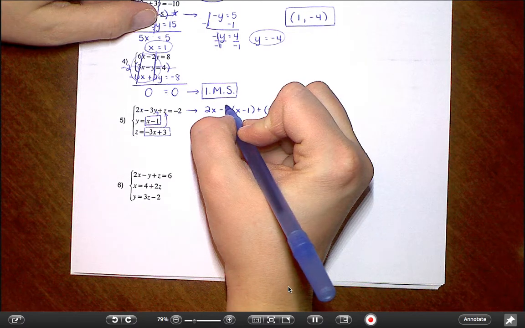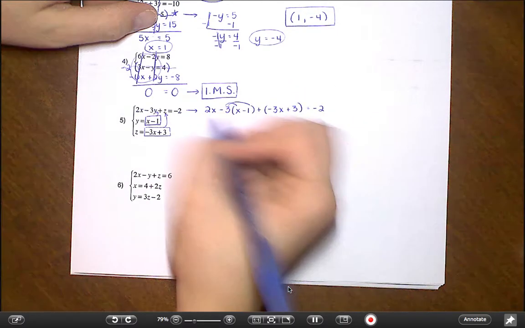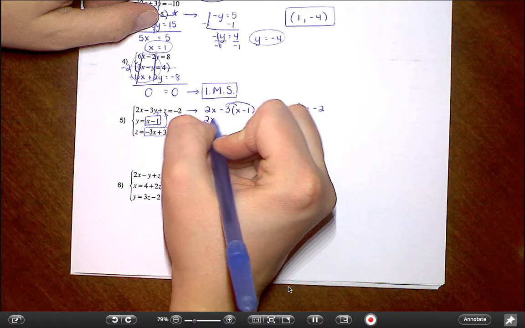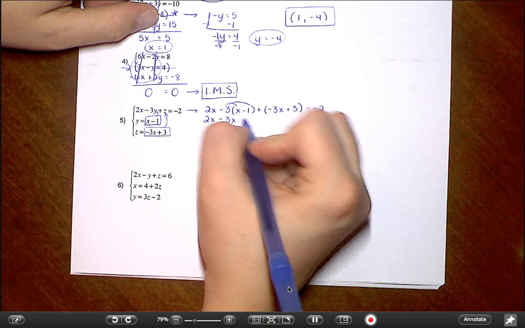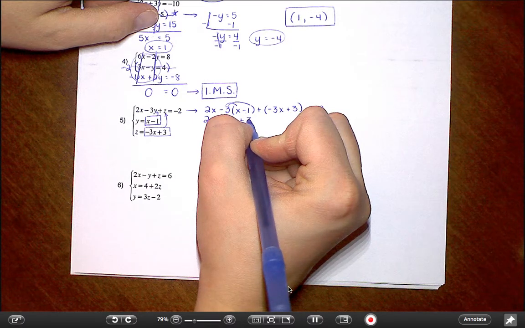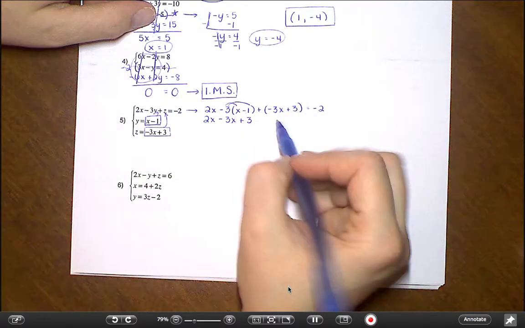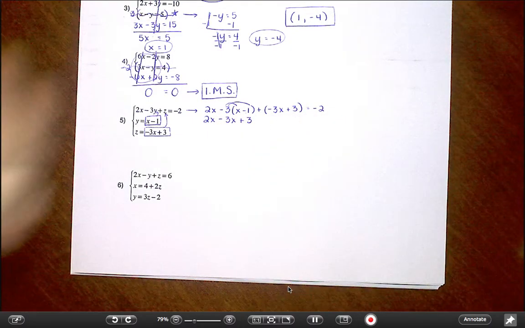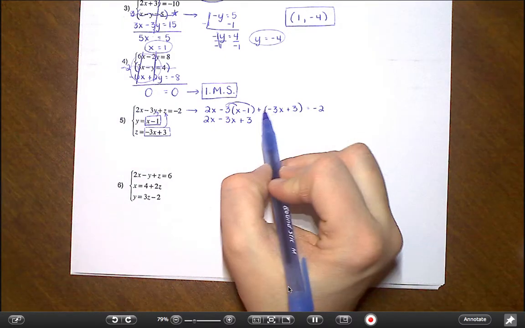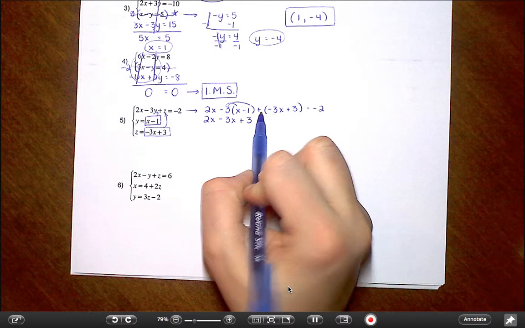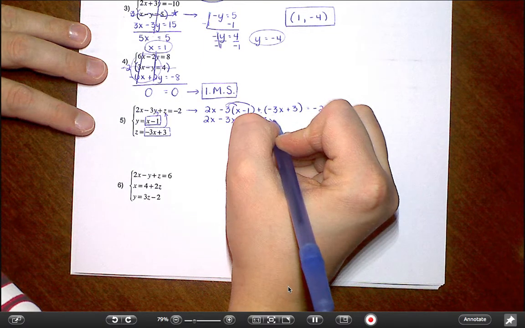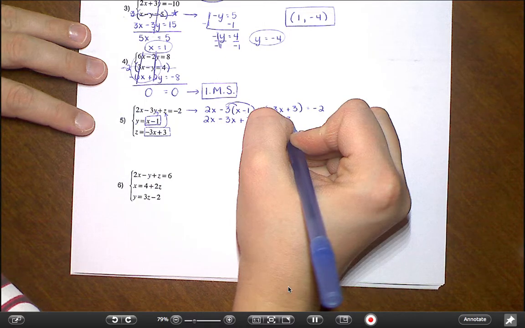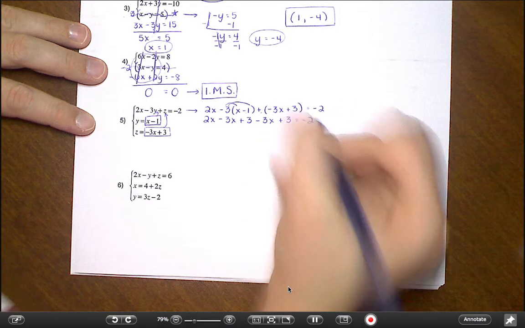So again, now it's one big monster equation, but it only has x's in it. I'd probably start by distributing this negative 3. So now I have 2x minus 3x, and this is a negative 3 times a negative 1, so that'd be a positive 3. Now here, I put this in parentheses just to show that I was putting it in place of z, but there's nothing out here that needs to be distributed. So I can really just continue here. So minus 3x plus 3 equals negative 2.